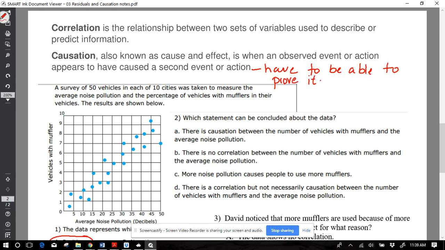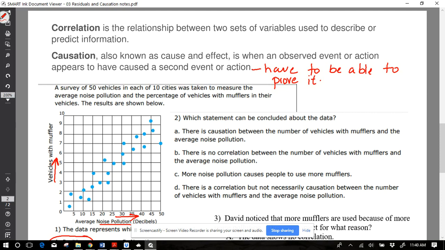So let's look at number 2. Now, actually, I want to read this problem first. It says a survey of 50 vehicles in each of 10 cities was taken to measure the average noise pollution. Okay, so I'm looking at my graph. Noise pollution is my X variable. So noise is increasing. And then the percentage of vehicles with mufflers on their vehicles. So the number of cars with mufflers is also increasing. And then the results are shown in this diagram.